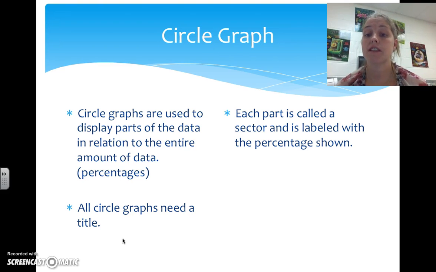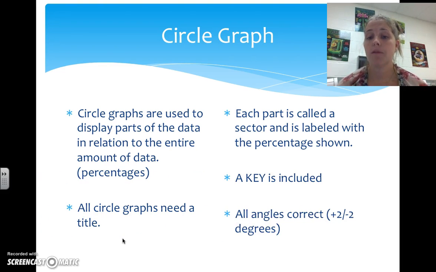Each part is called a sector and is labeled with the percentage. So when you calculate the percentage, it's labeled with it. And then a key is always included. Remember that you have to create correct angles, and you can do this with a protractor, right?